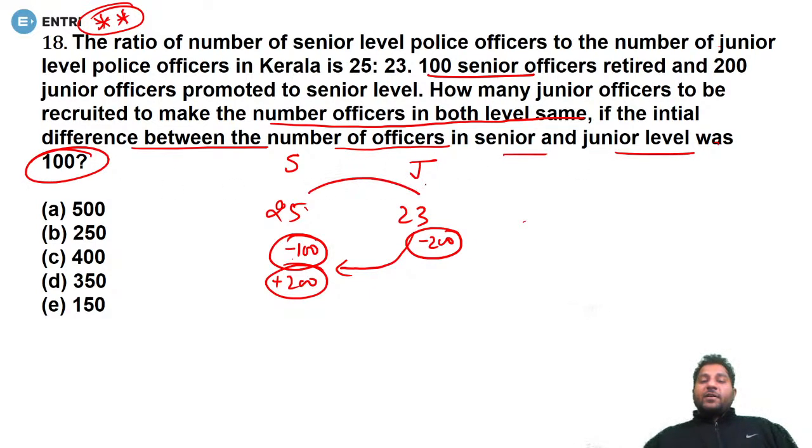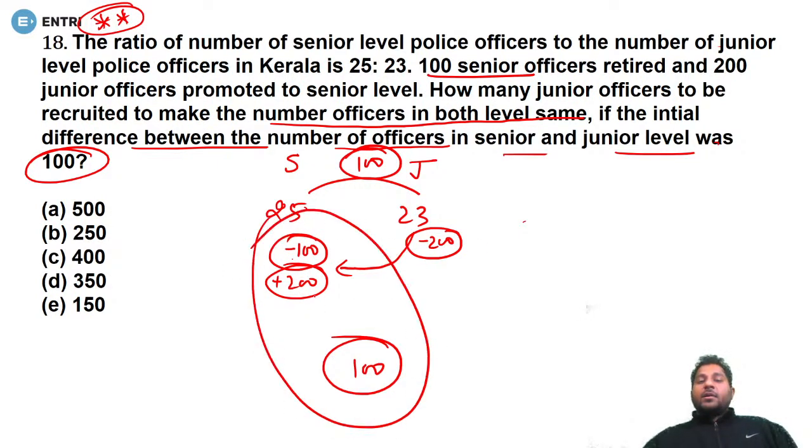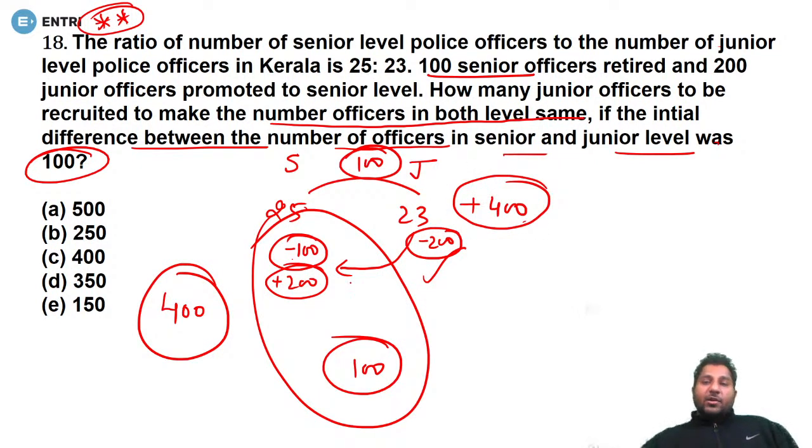So the earlier difference was 100, which means seniors were 100 more than juniors. Here, if 100 retire and 200 are added, that makes the number of seniors 400 more than juniors. So you can add 400 police personnel or security officers at junior level to make it equal to the senior level. So your final answer would be option C.